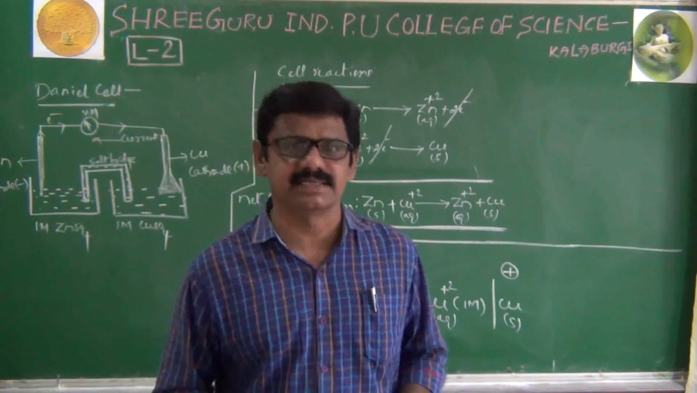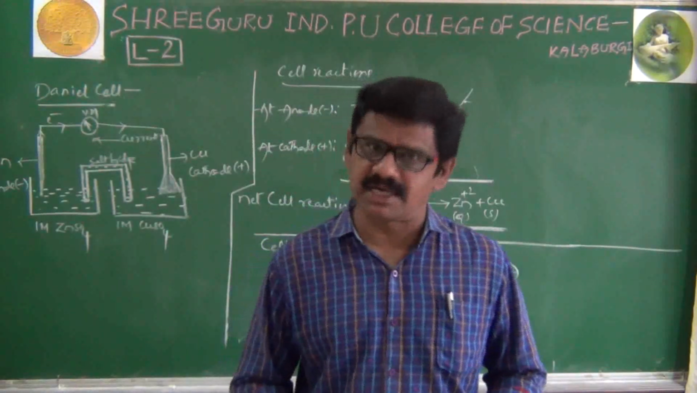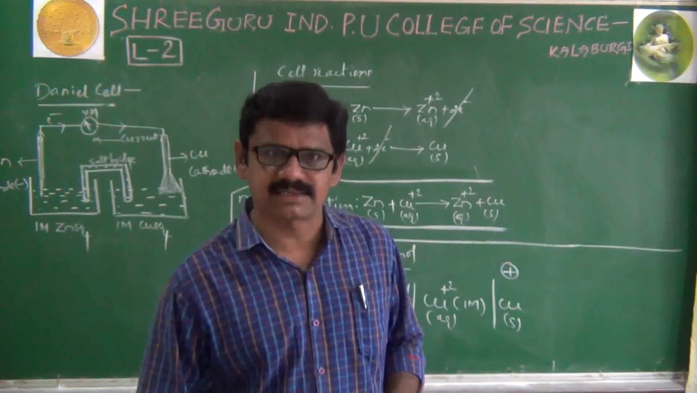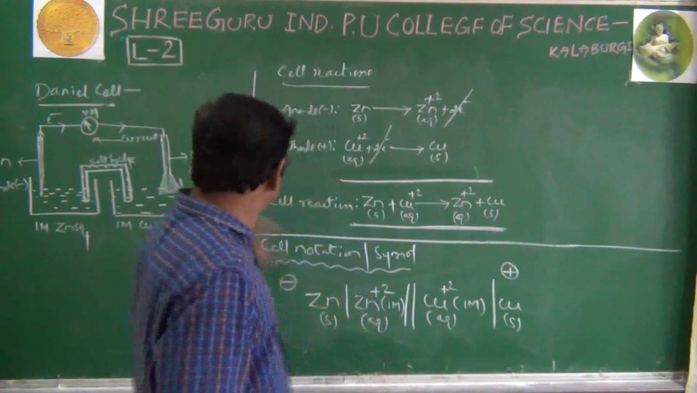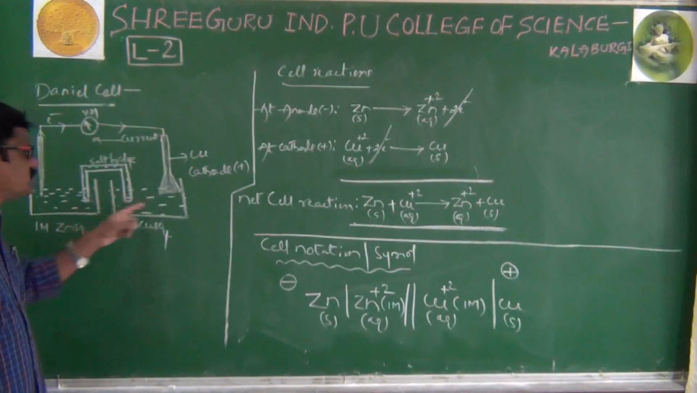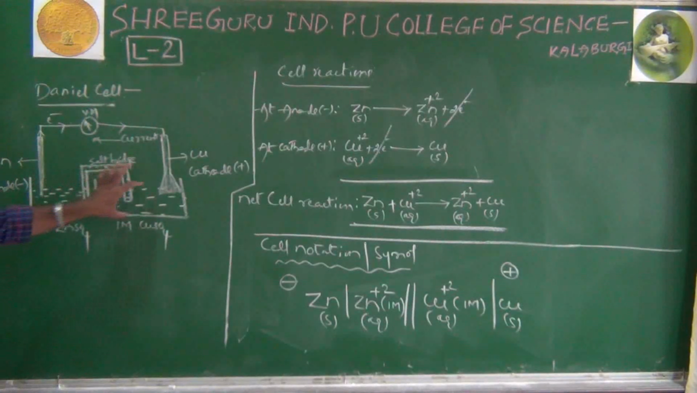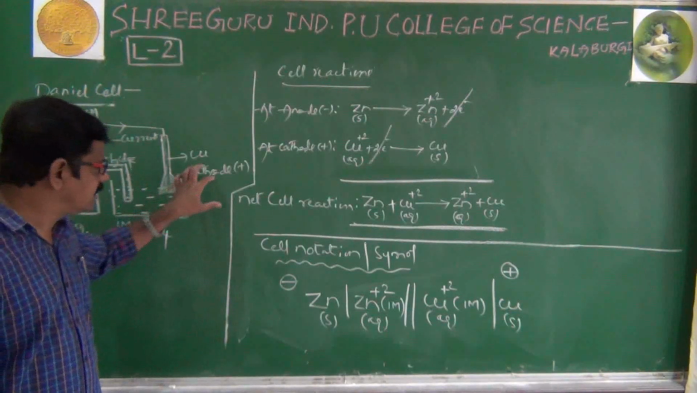And in today's class, in our lecture number 2, we are going to start the cell reactions as well as the cell notation of the Daniell cell. In the Daniell cell, we have used two electrodes, one is a zinc electrode and one is a copper electrode. At zinc oxidation is taking place and at copper reduction is taking place. Because of oxidation, this electrode is called the anode, and because of reduction, it is called the cathode.